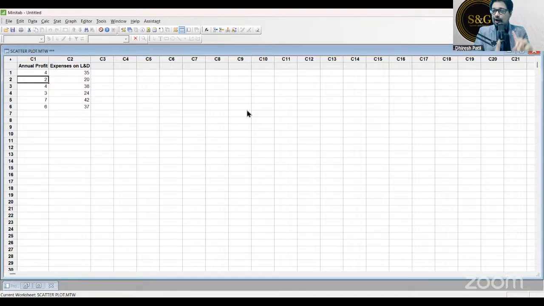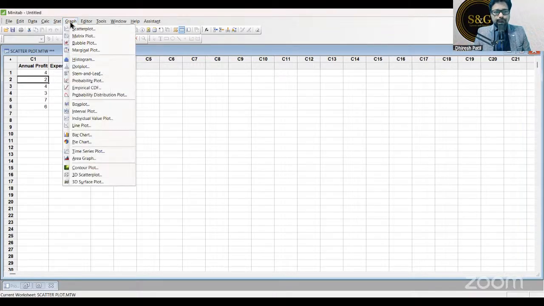Annualized profit is your output and expenses on L&D is your input. Very simple. Whenever you're doing this, you should be very clear what is the input and what is your output, because input is impacting your output. Very good. Now what we'll do is go to graph, and the very first option is called scatter plot. First, we are learning the correlation. So scatter plot is the name of the graph. Input is expenses, and the output is profit.